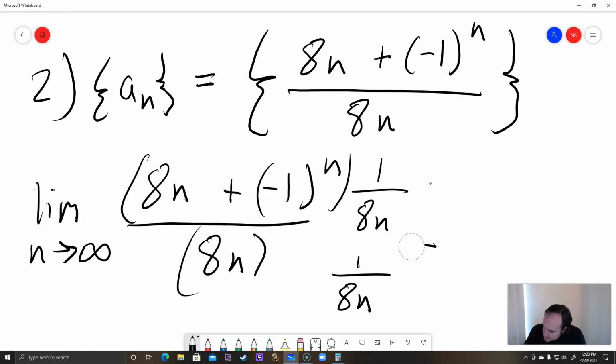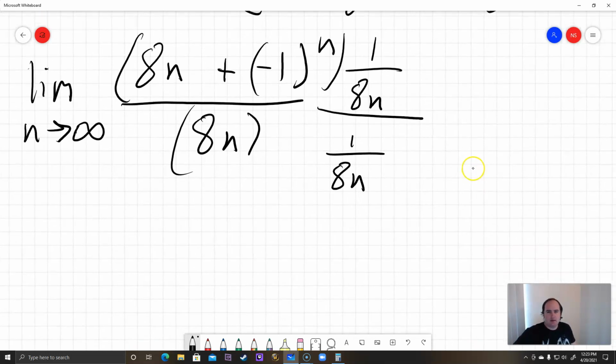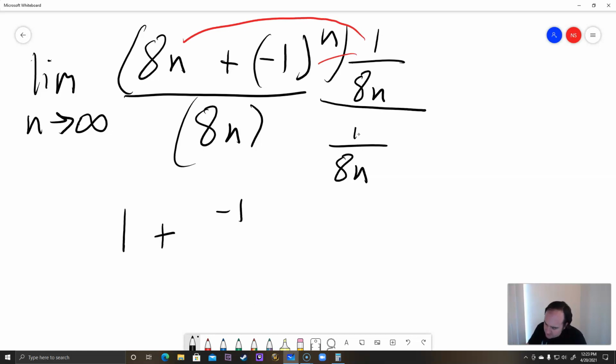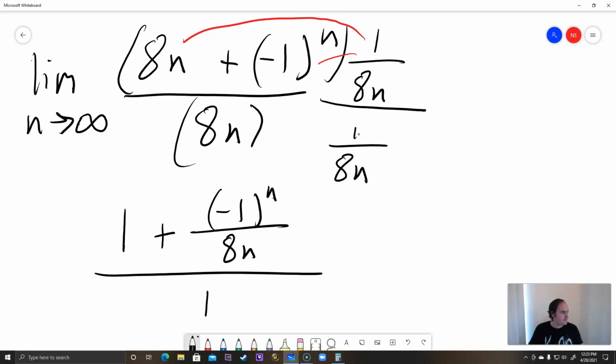Okay, so I'm going to multiply the numerator and the denominator by 1 over 8n. And remember, if you have an infinite limit like that and you're trying to calculate it, you can basically just divide the top and the bottom by the highest power. So here the highest power is 8n. If I distribute the 1 over 8n on the top, I end up with 1 plus negative 1 to the n over 8n. And then on the bottom, I also have 1. And this is still the limit as n goes to infinity.